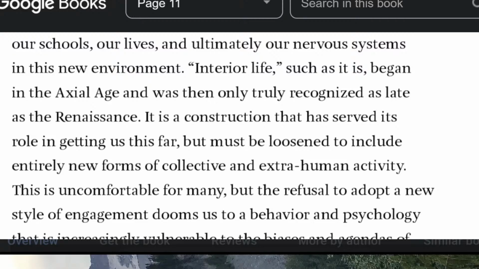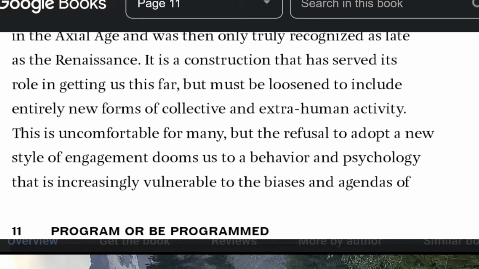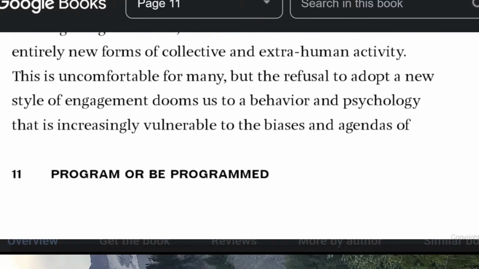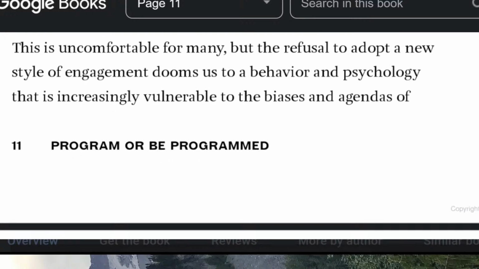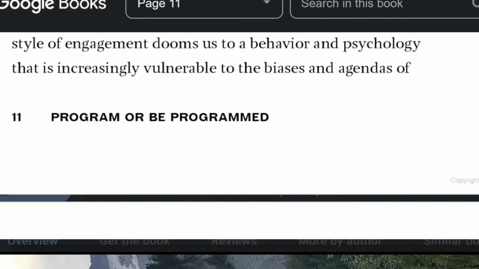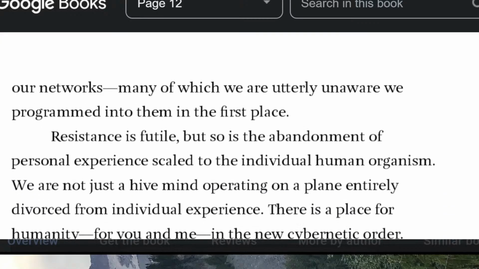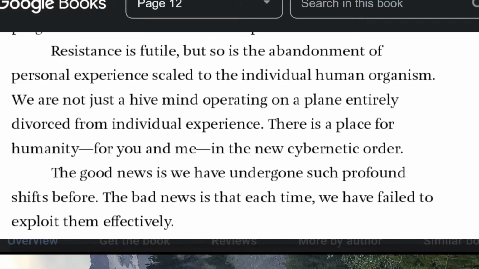Interior life, such as it is, began in the axial age and was only truly recognized as late as the Renaissance. It is a reconstruction that has served its role in getting us this far, but must be loosened to include entirely new forms of collective and extra-human activity. This is uncomfortable for many, but the refusal to adopt a new style of engagement dooms us to a behavior and psychology that is increasingly vulnerable to the biases and the agendas of our networks, many of which we are utterly unaware we programmed into them in the first place.